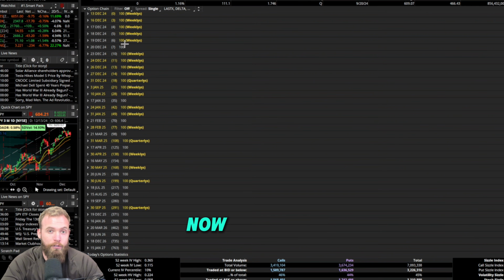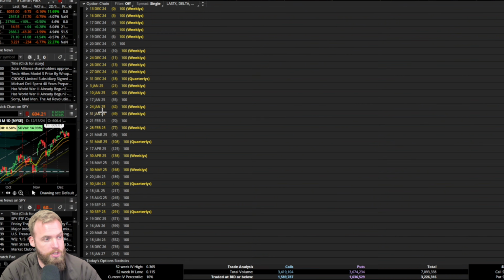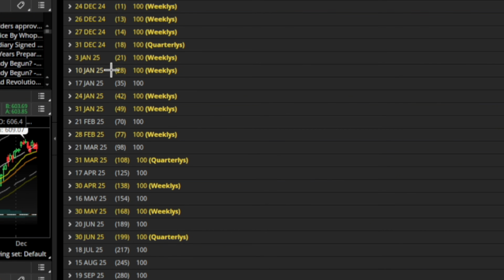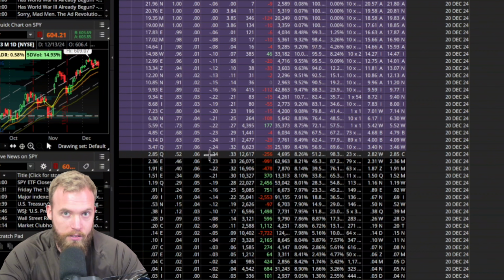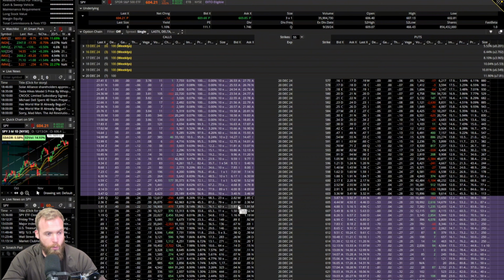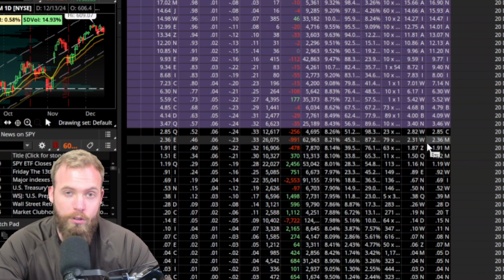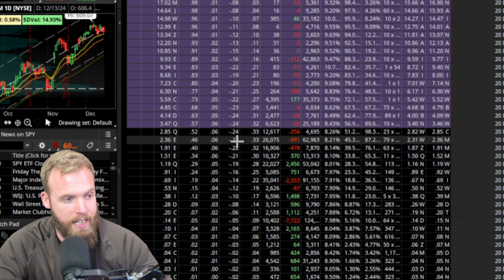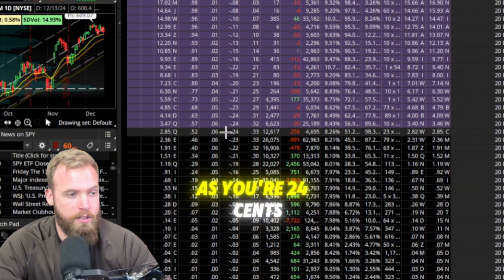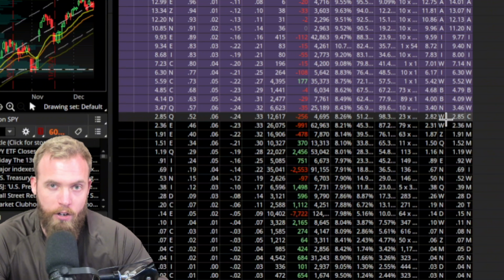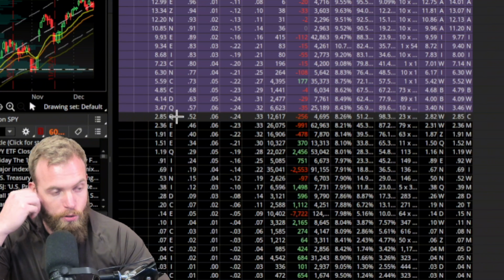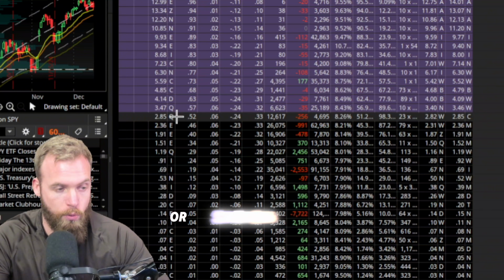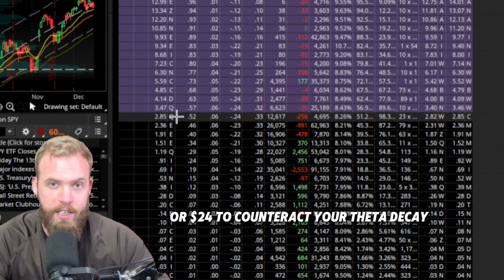Now for theta, if you use, let's say, long options and you buy something that's 7 days to expiration, your theta as a gross value might be less, but as a percentage of what you bought into is going to be way more. The reason why this matters is because then as your 24 cents decays away from these $2.80 call options, well, that means that even if you get your dollar move and get 52 cents out of the delta, you're essentially paying 24 cents of that, or $24, to counteract your theta decay.